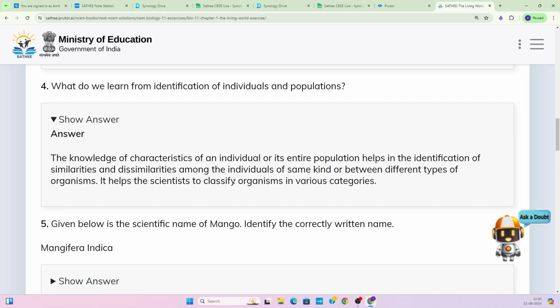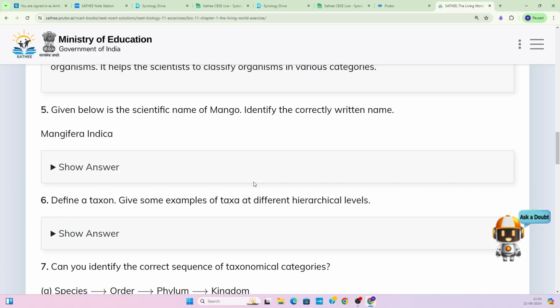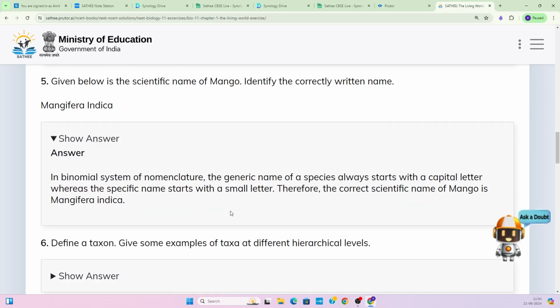Okay. Now moving to our next question. Given below is the scientific name of mango. Identify the correctly written name. Mangifera indica. So this is Mangifera indica. Okay. How to write this particular scientific name?